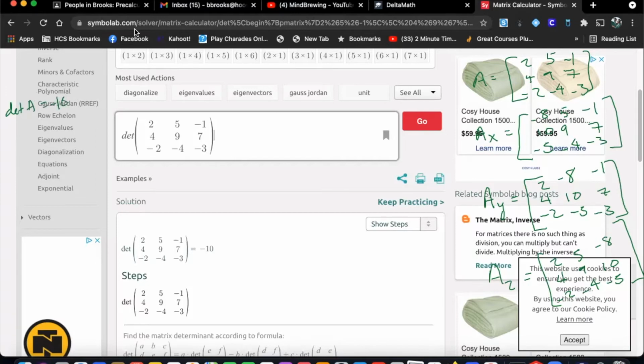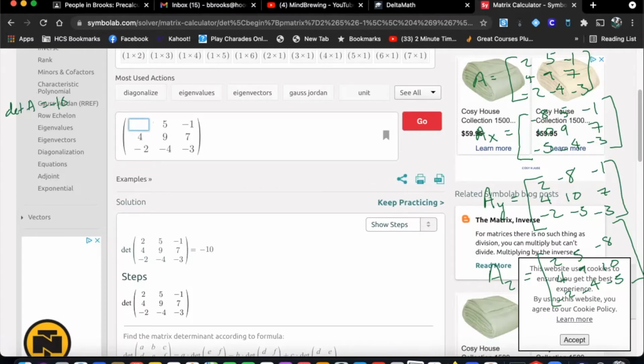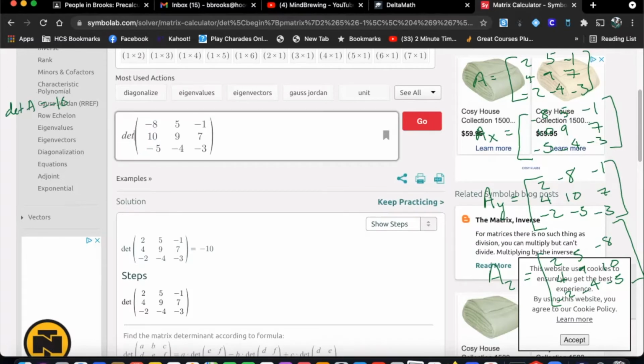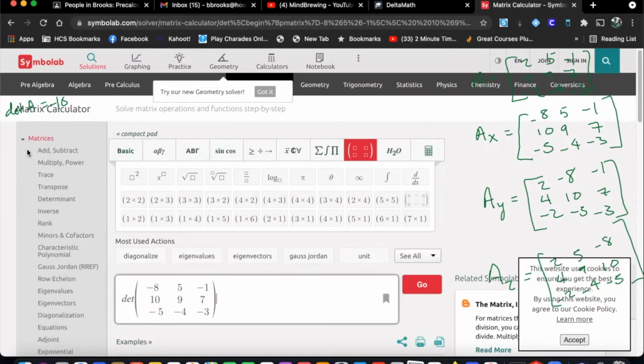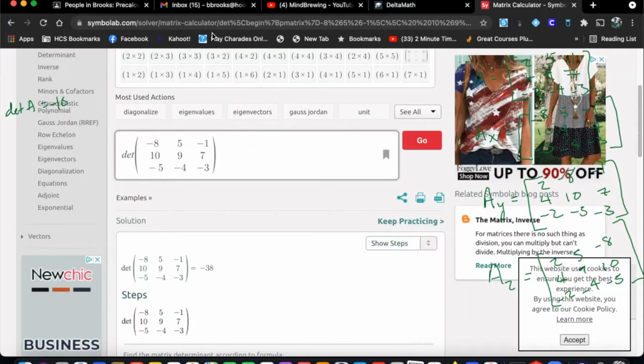Okay, so now we're going to remove that first column and change it to be the target vector. It's going to be -8, 10, -5, and we're finding the determinant of this. So this is the determinant in terms of X, which is -38. So the determinant of A sub X is going to be -38.